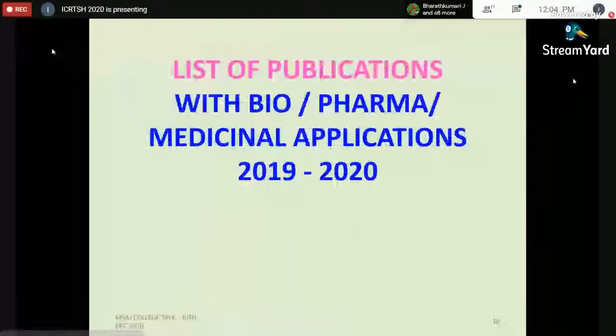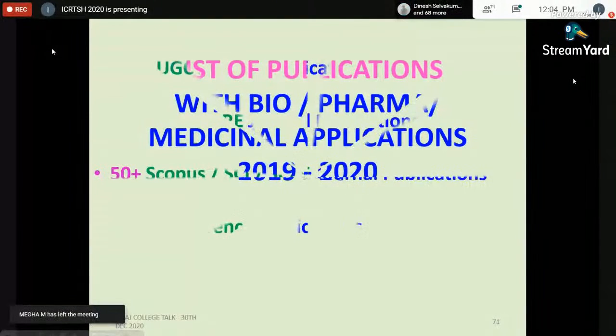Some of the stuff is basically related to physics, but I'm in charge of the R&D. So here is a list of publications in bio, pharma, or medicinal applications up to 2019-20. Next slide, please.